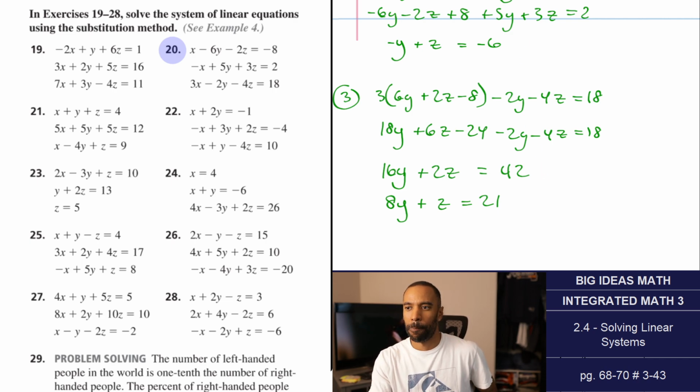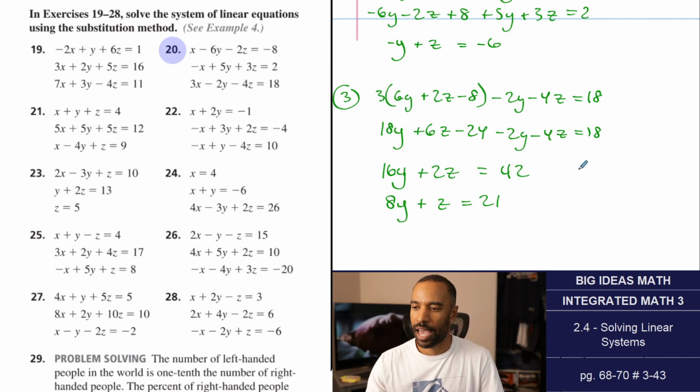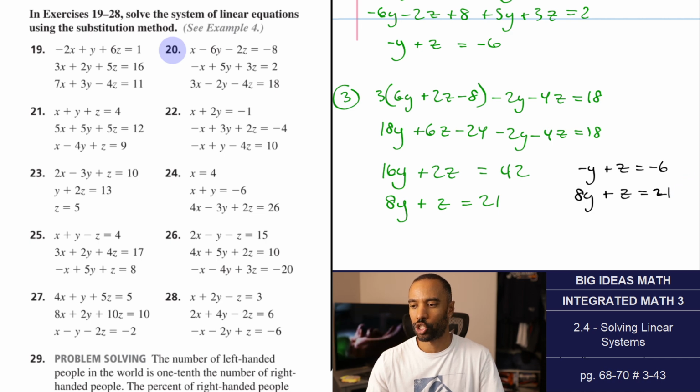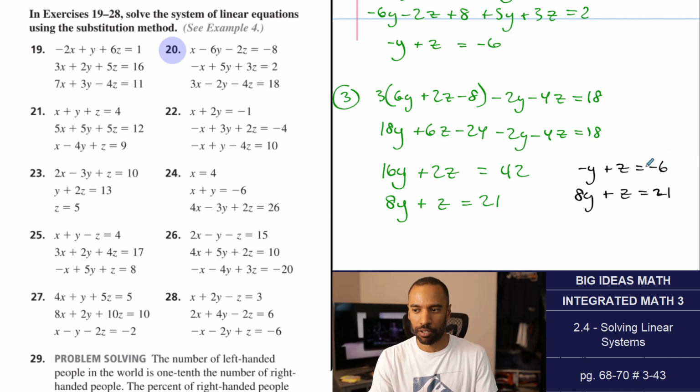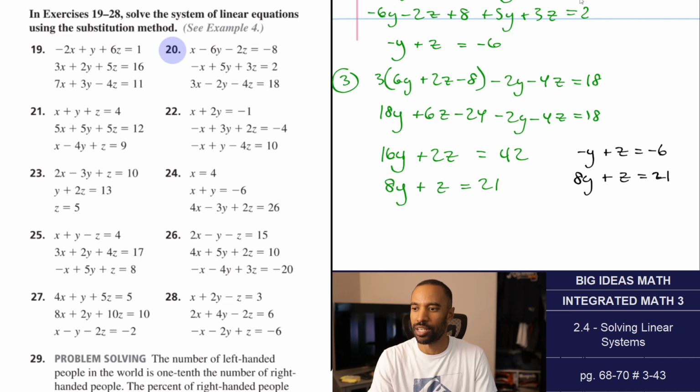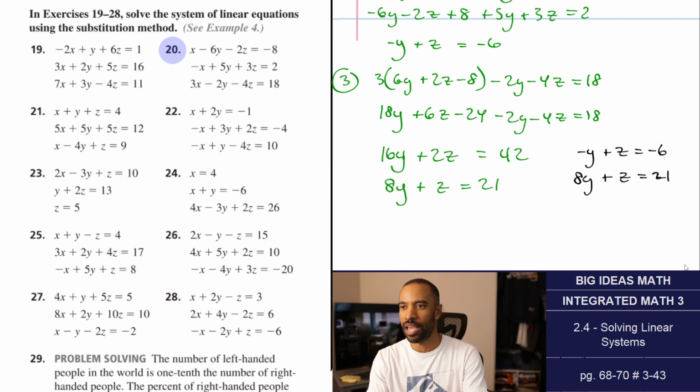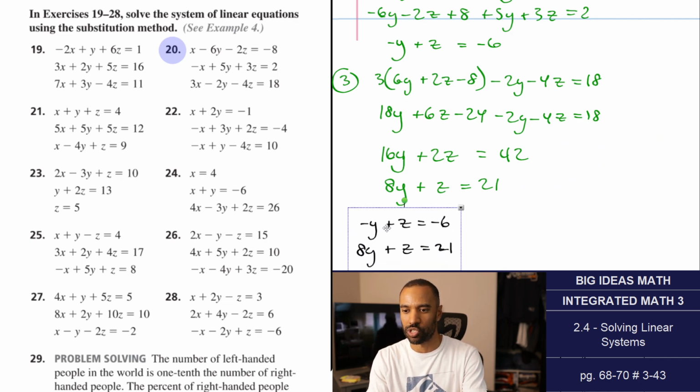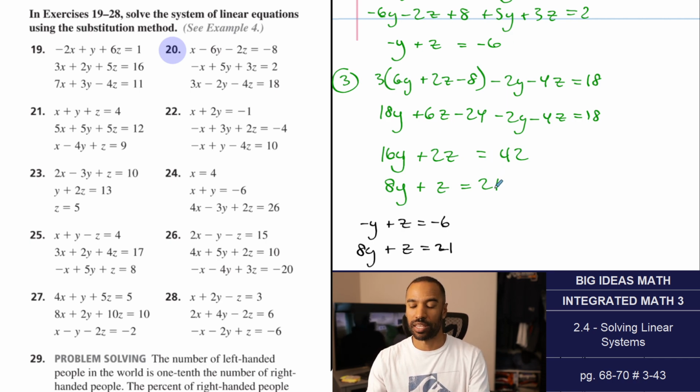So check this out. Here's my new system I have now. I have negative y plus z equals negative 6 and 8y plus z equals 21. If you want a true, listen, elimination is valid for this, all that stuff. I'm going to still use substitution for the rest of this one. If you want a true blue substitute-through kind of problem like this, I can get z by itself in both of these equations. That would be pretty nifty. And then I can set those 2 equations by themselves and solve for y. That's a really hardcore substitution version. I'm saying that's really full on, we're substituting all the way.